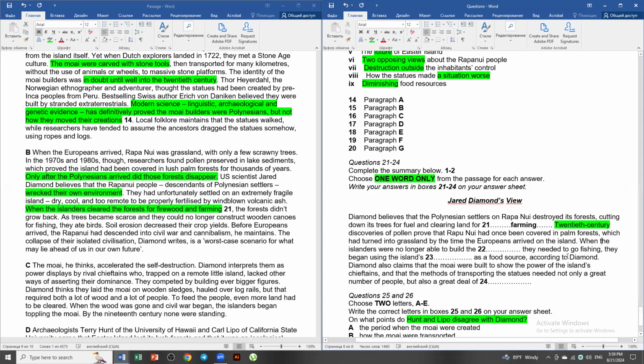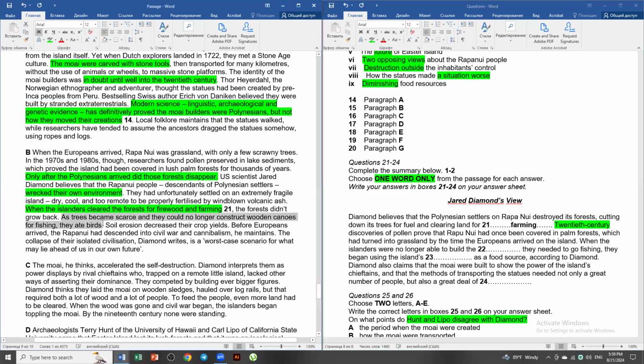When the islanders were no longer able to build something, they needed to go fishing. Okay, so when the islanders cleared the forest for firewood and farming, the forest didn't grow back. As trees became scarce, they could no longer construct wooden canoes for fishing, and they ate birds. There we go, it's giving another answer for us.